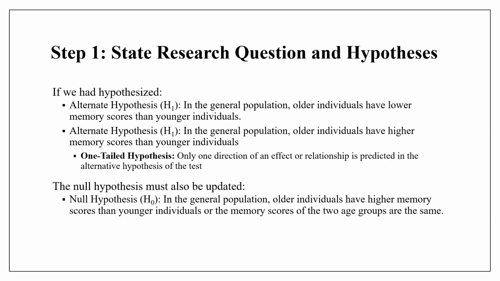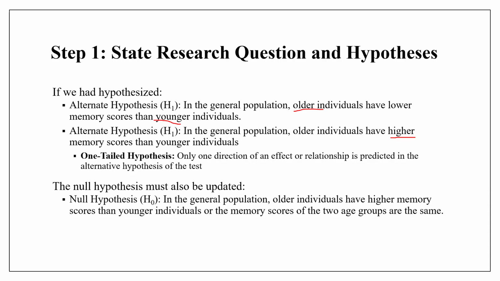So we're saying that again, the older you are, the worse your memory is, right? Because you're going to have older people having worse memory than younger people. Or in the general population, older individuals have higher memory scores than younger individuals. So again, now we're saying that older people have better memory.